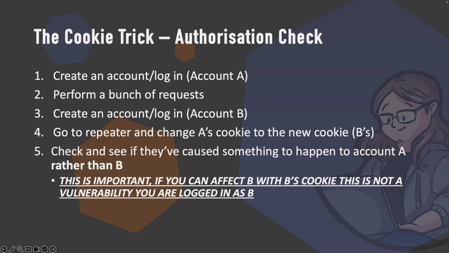Now, if we want to check for authorization, that cross-account stuff, we're going to create 2 accounts, account A and account B. Again, perform a bunch of requests, go into all of the account A requests, and change it from account A's cookie to whatever's in account B's cookie. Now, if they cause something to happen to account B, not account A, now check, have they caused something to happen to account A even when using user B's cookie? That is a vulnerability. Now, if you can affect user B with user B's cookie, that's not a vulnerability. You've logged yourself in as user B.